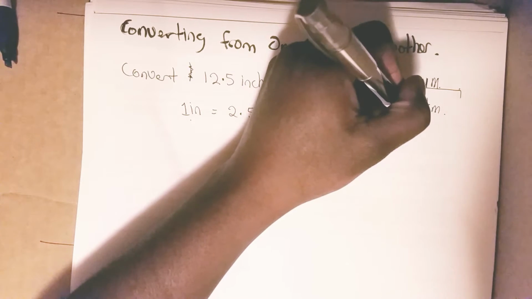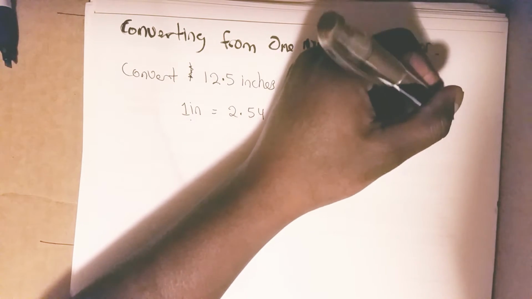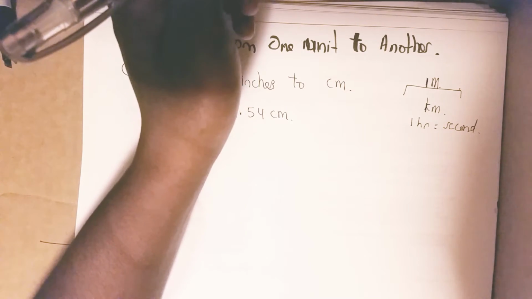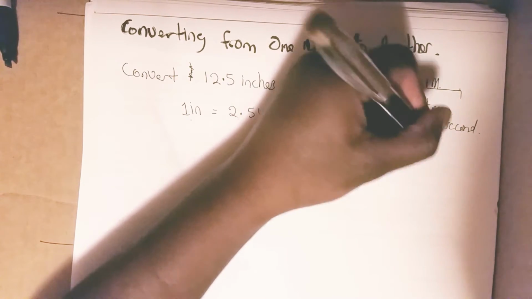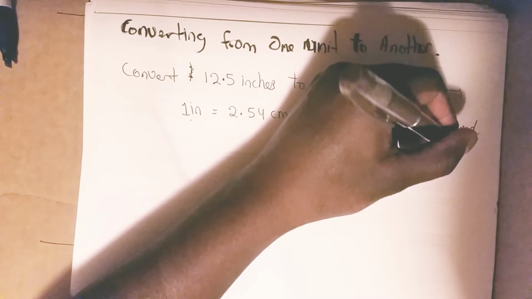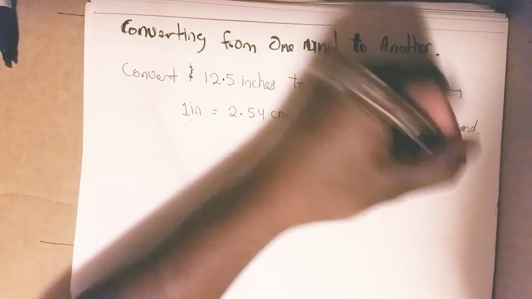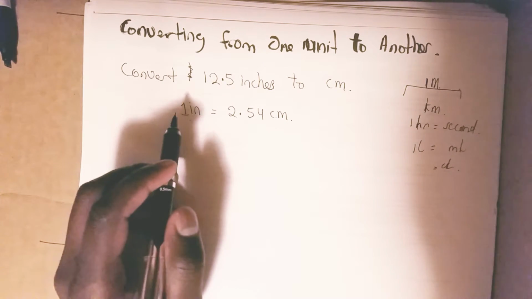Right? If you have 1 hour and you want to convert that into seconds, how many seconds are there in 1 hour? Or if you have 1 liter, how many milliliters are there in that, or how many centiliters? Something like that, right? You also want to convert stuff.